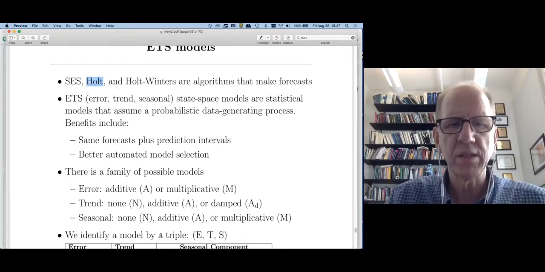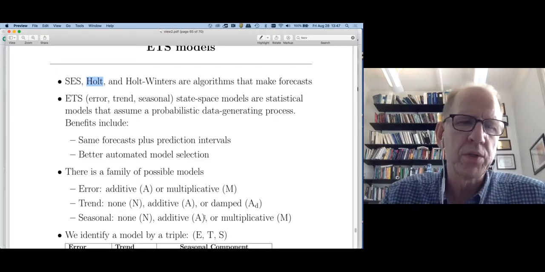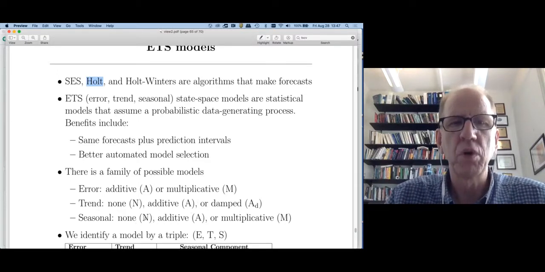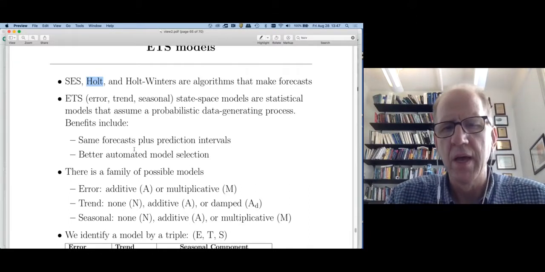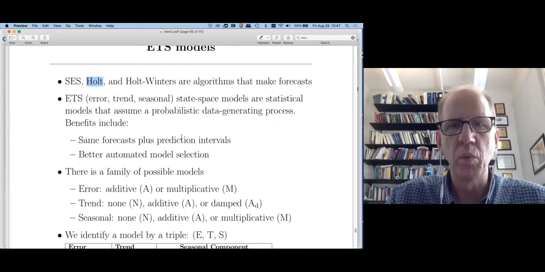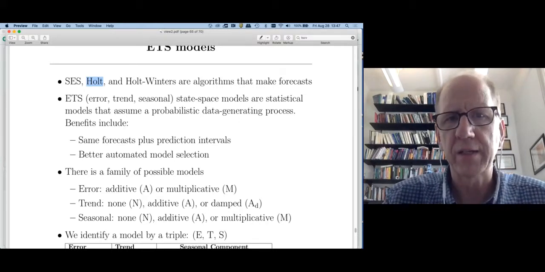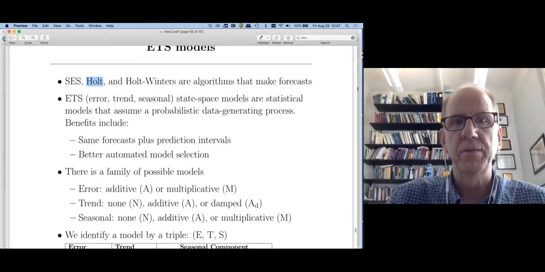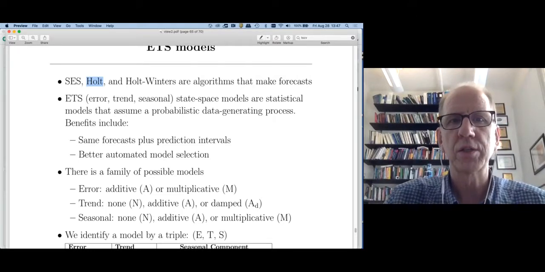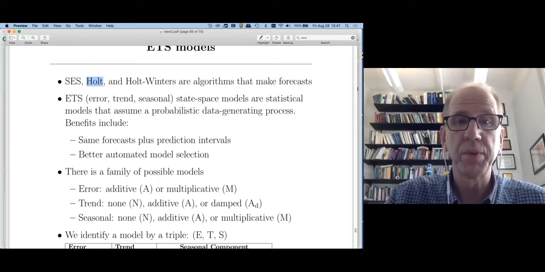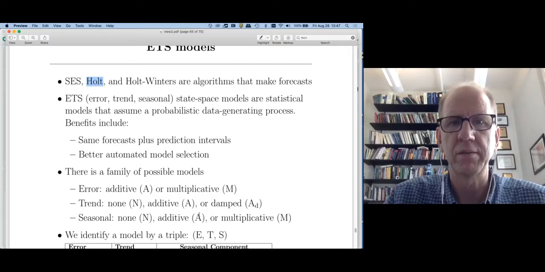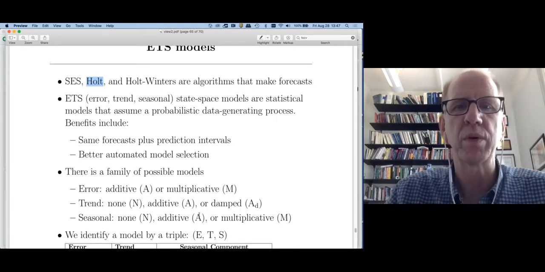When it comes to seasonal effects, we also had three possibilities. No seasonal effect, and that's what we did with SES or Holt methods. But we also had the Holt-Winters method, which allowed two possibilities. The seasonal effect could either be additive, where, for example, every December goes up by a fixed amount, or multiplicative, where we multiply by some index that, for example, December might be 20% greater.